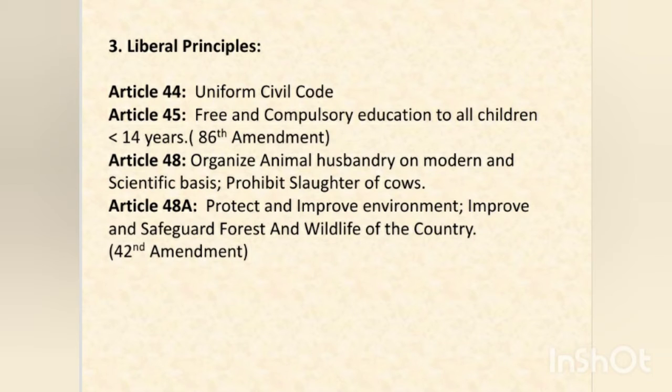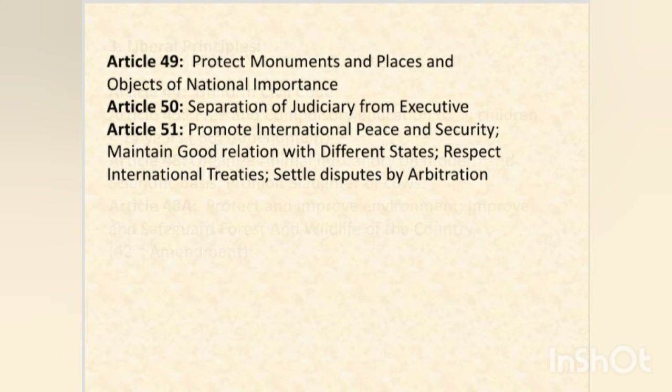The first article we have is Article 44, which is the establishment of the UCC, that is, the Uniform Civil Code. Then we have Article 45, which is free and compulsory education to all children up to 14 years. Then we have Article 48, which is organizing animal husbandry and prohibiting the slaughter of cows. Then we have Article 48A, which is to protect and improve the environment and safeguard forests and wildlife of the country.